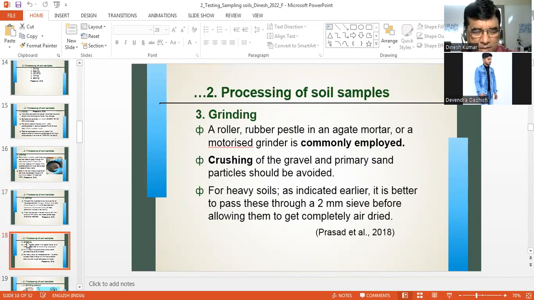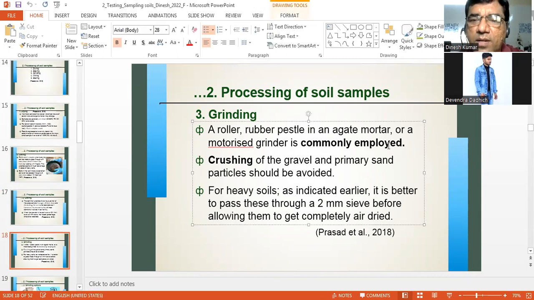Now, after sieving, grinding can be done. Grinding can be done manually by hand or by machine. A roller rubber pestle in an agate mortar or a motorized grinder is commonly employed. Crushing of the gravel and primary sand particles should be avoided because they have already been cleaned. For heavy soils, as indicated earlier, it is better to pass these through a 2 mm sieve before allowing them to get completely air dried.